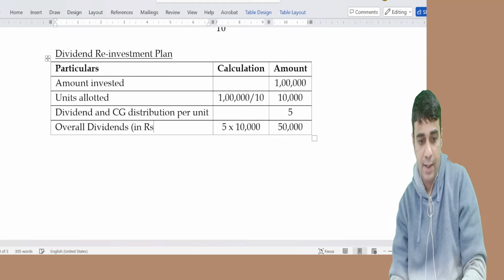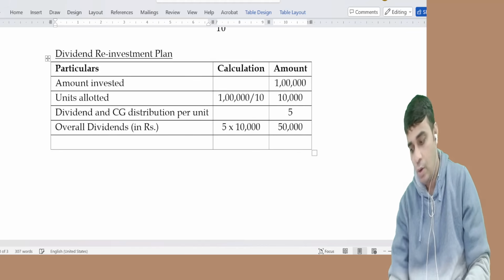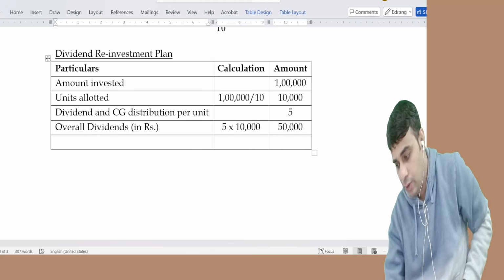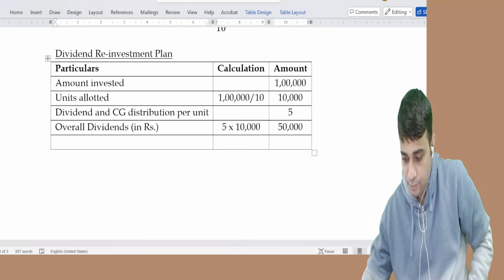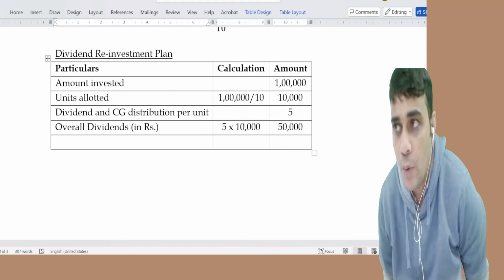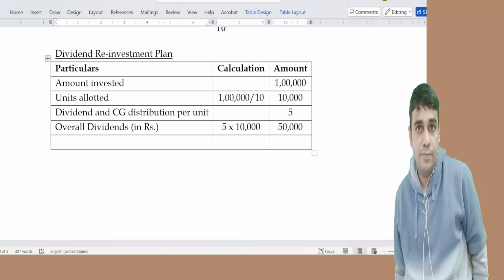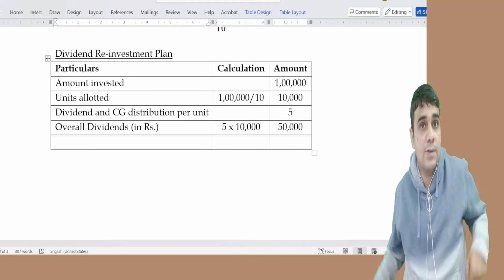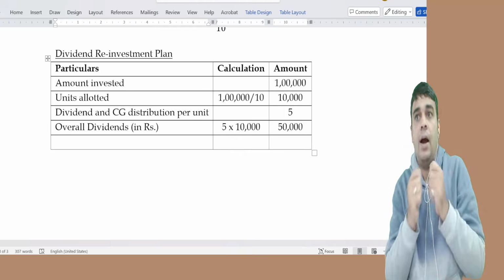Overall dividends, in rupees: 5 into 10,000, which is 50,000. Overall dividends is 50,000. Any doubts on this? Now, I am the MF.